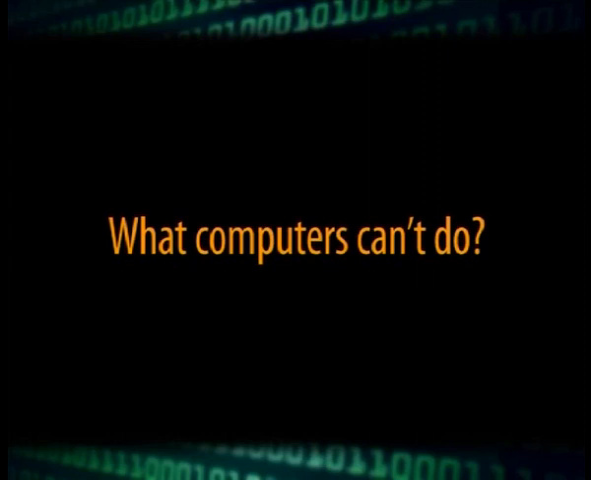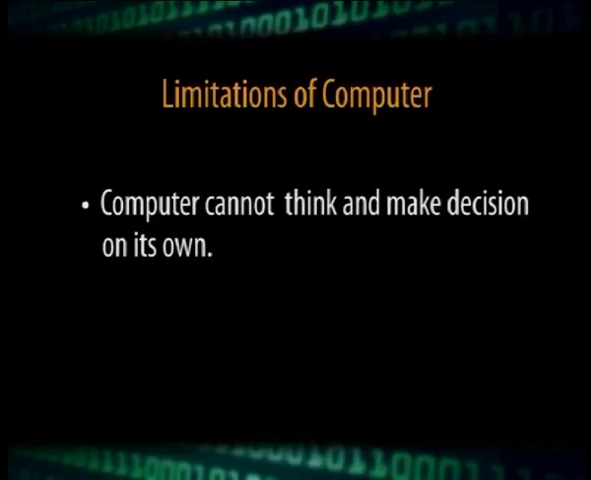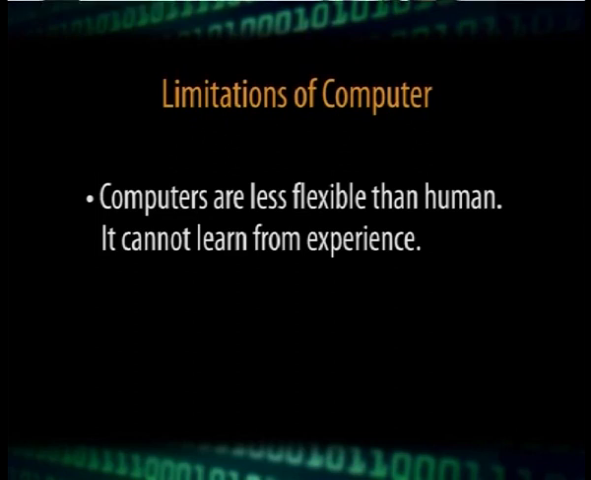What computers can't do? There is no doubt that computers are fulfilling their promise to perform certain tasks better, faster and cheaper. But there are certain limitations of computers. These limitations are: they are very powerful tools but cannot think and make decisions on their own. It can process data based upon structured decisions but is unable to take situation based decisions like humans do. Computers are less flexible than humans. It cannot learn from experience.